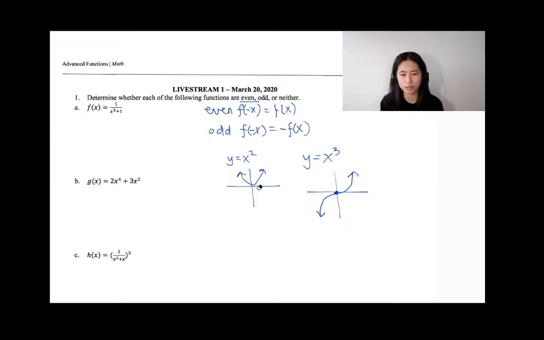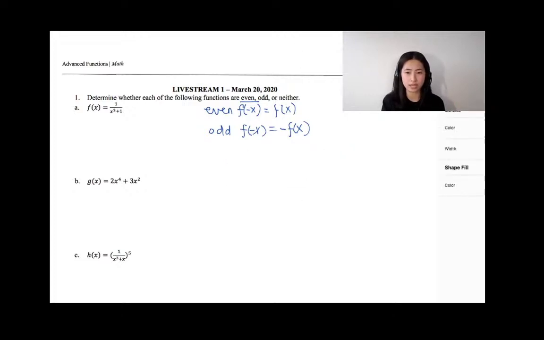Okay, so hopefully that was clear. But for these three questions, A, B, C, all you have to do is evaluate whether you're going to have f of x as a result, which is the exact same thing as your function, versus if you can take out the negative sign and then you're going to have your function, f of x. And if it's neither, that means it's not going to be either of the two.